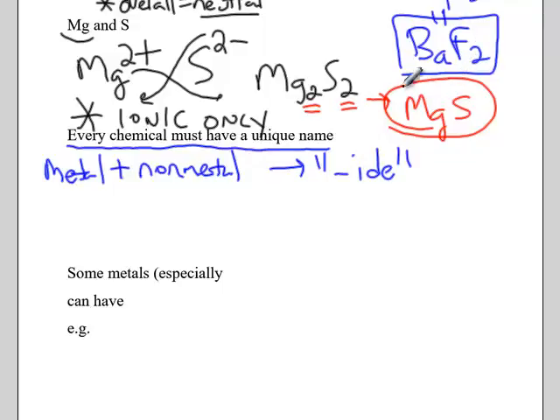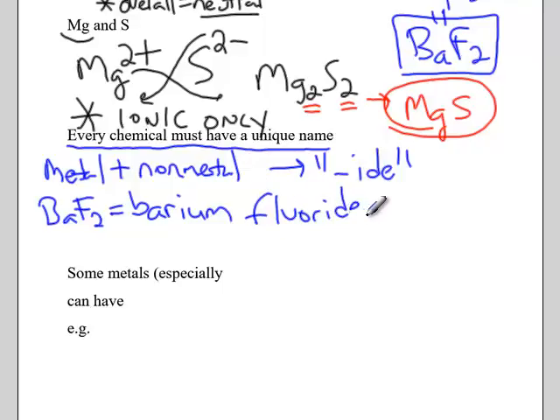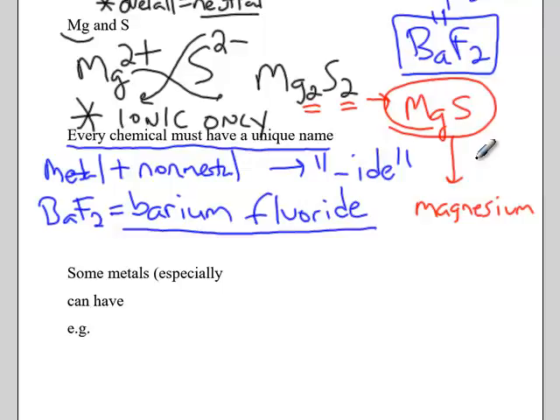So for BaF2, the barium is still barium. And then we have a space, and then we name the fluorine, but we're going to change fluorine to fluoride. So the proper name of BaF2 is barium fluoride. The same way, we could name MgS. Magnesium stays magnesium. Then we have a space, and sulfur changes to sulfide.